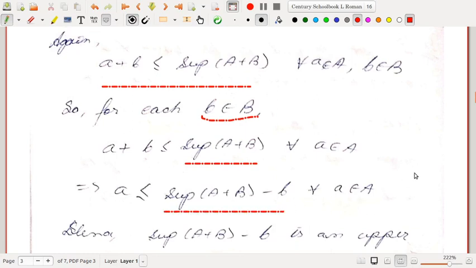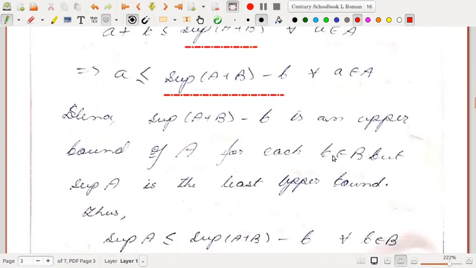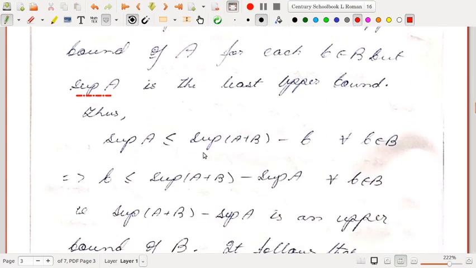We can say that this is an upper bound of the set A for each fixed b. But supremum of A is what? It is the least upper bound. So what should be the relation between them? Supremum of A should be less than or equal to supremum A plus b minus b, and this is true for every b inside B.